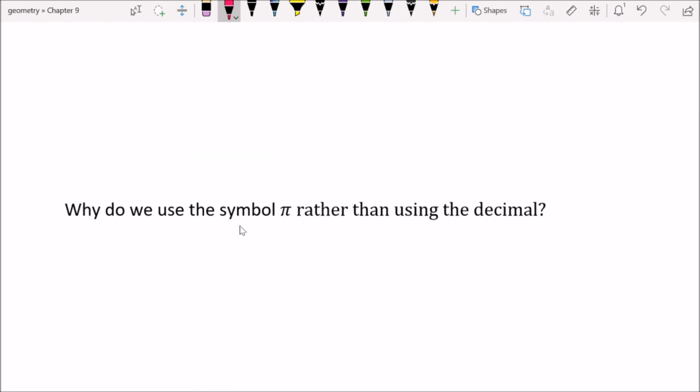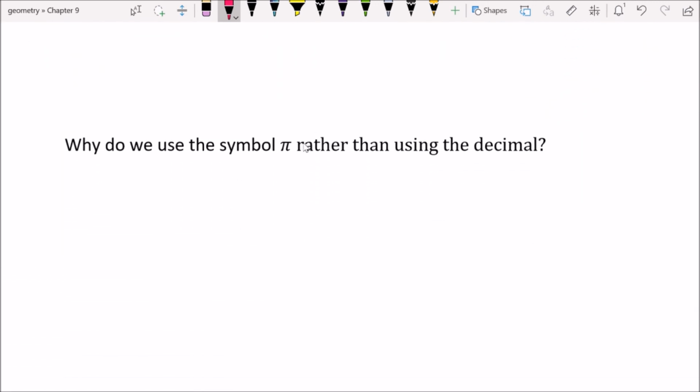All right, now for our final question today. Why do we use a symbol for pi rather than using the decimal? Okay, there's a couple reasons. As many of you probably already know, the decimal goes on forever. Okay, so it goes like 3.1415926. In fact, there's whole competitions for people seeing how many digits they can memorize. There are people that have memorized out 1,000 digits or more. So one reason we use pi is because that is the exact value.